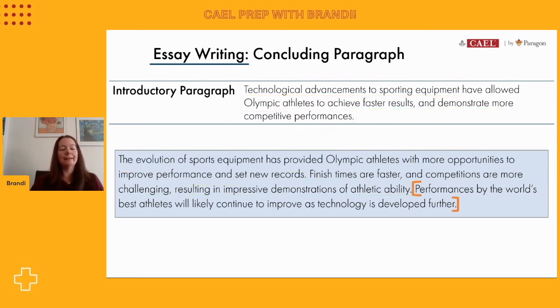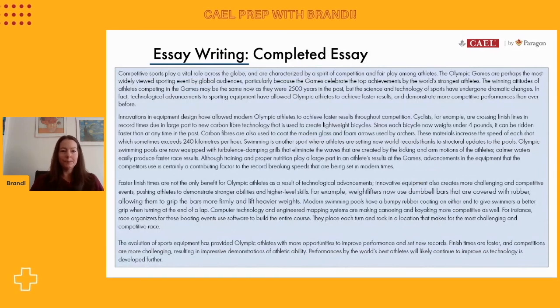The last thing that we did decide to add here, this final sentence in the orange brackets, is that next step, that prediction about what could happen next as technology continues to advance. So it says here, performances by the world's best athletes will likely continue to improve as technology is developed further. It just makes it sound finished. And I think once the reader gets to that sentence, they'll also understand that we brought that essay to a natural conclusion. So when you put the entire thing together, it looks like this. You've got the 4 distinct paragraphs. So this is called the draft process. On your test, you're typing all of this right into the computer screen.